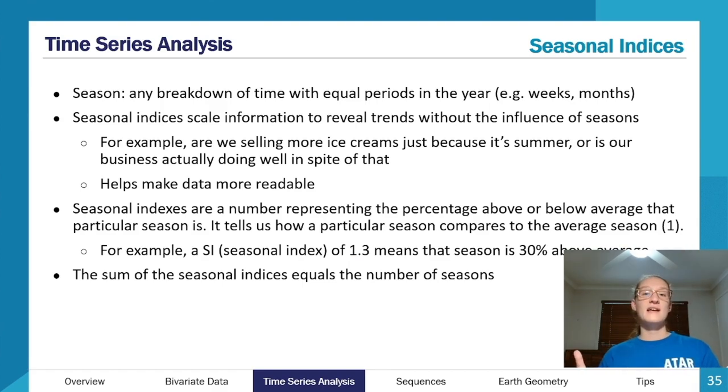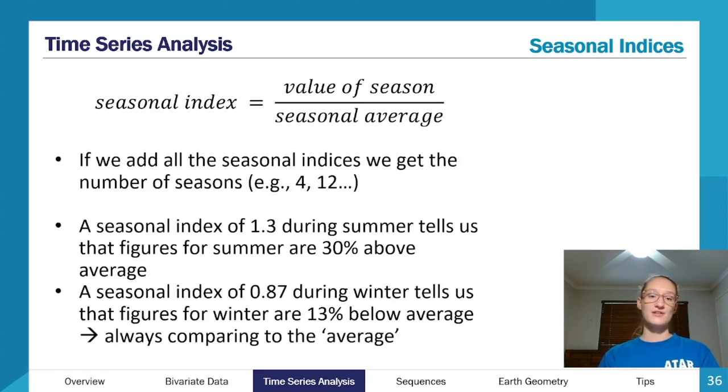So if we were doing ice cream sales throughout the year, and the seasonal index for summer was 1.3, that would mean ice cream sales in summer are 30% above average. So that's really important to keep in mind: when we're interpreting seasonal indices, we're always coming back to what actually is the average. That's what we're coming back to.